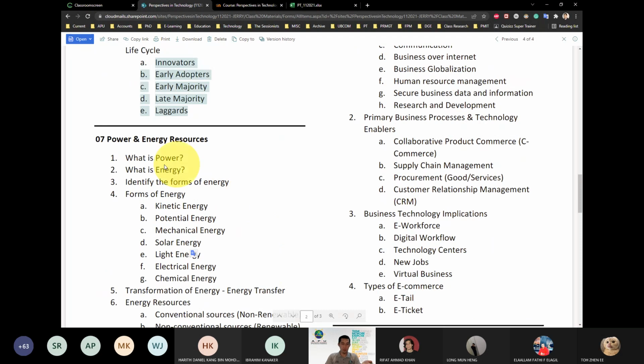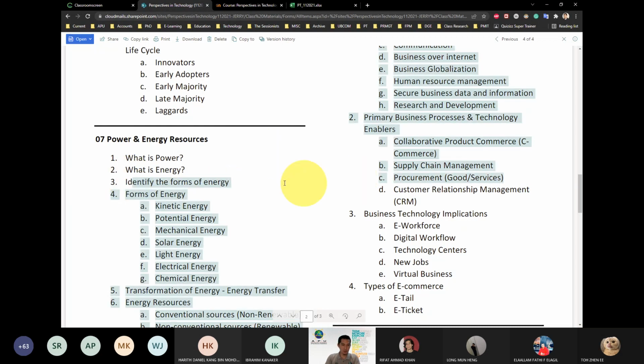Chapter 7. So we went into power and energy resources. There's a difference, of course, for both. One is power, one is energy. Remember, one is measured according to time, a unit measure of hours, right? And the other is, of course, the rate of the energy, the rate of the power that is being created.